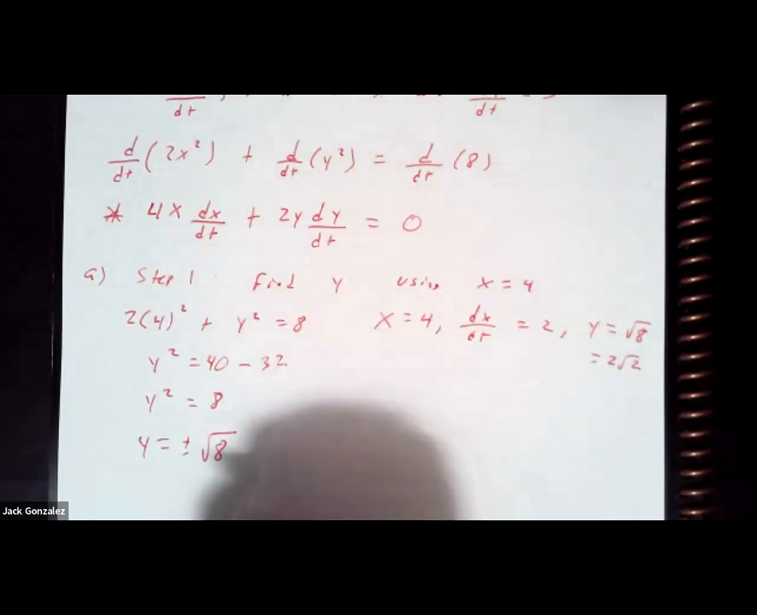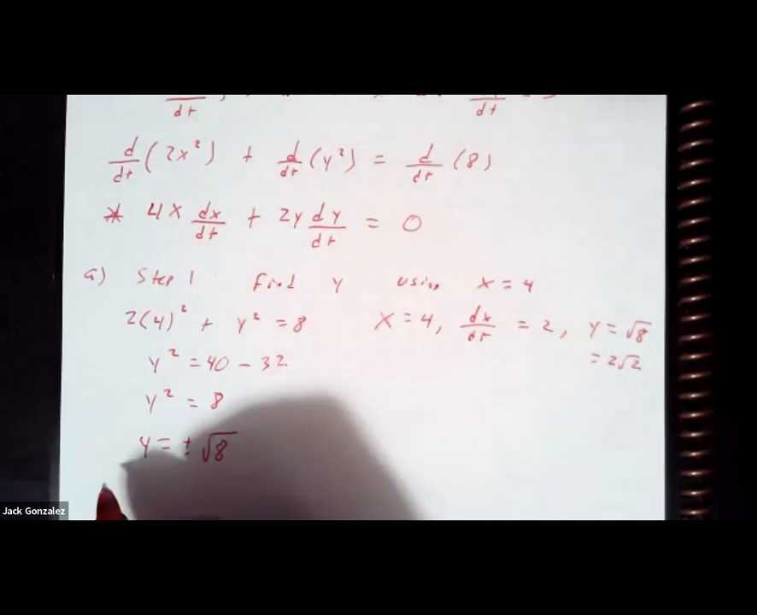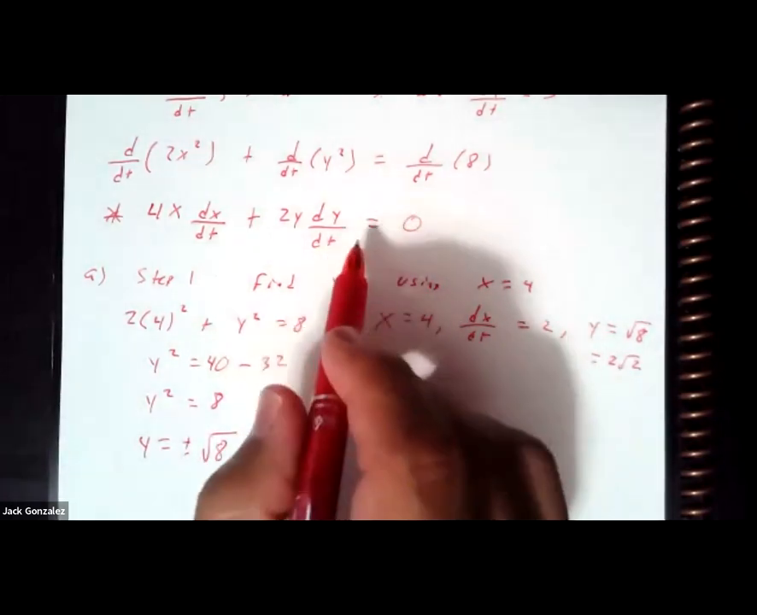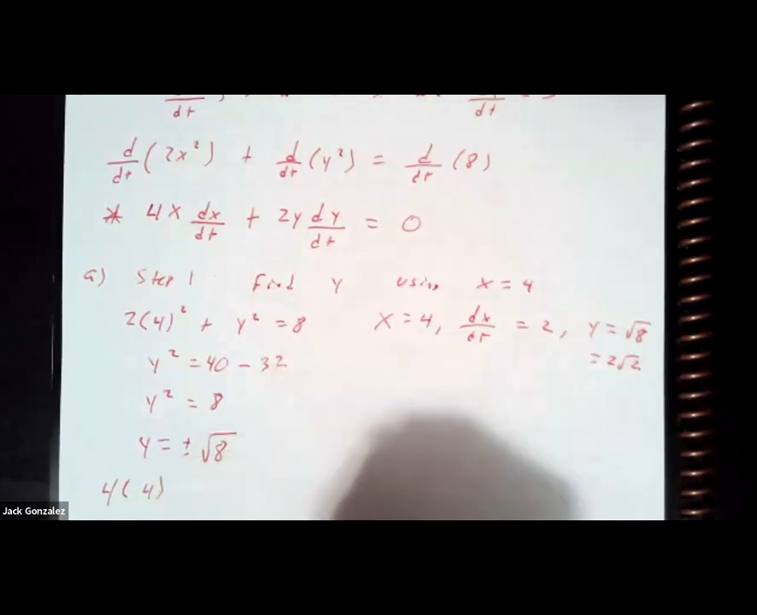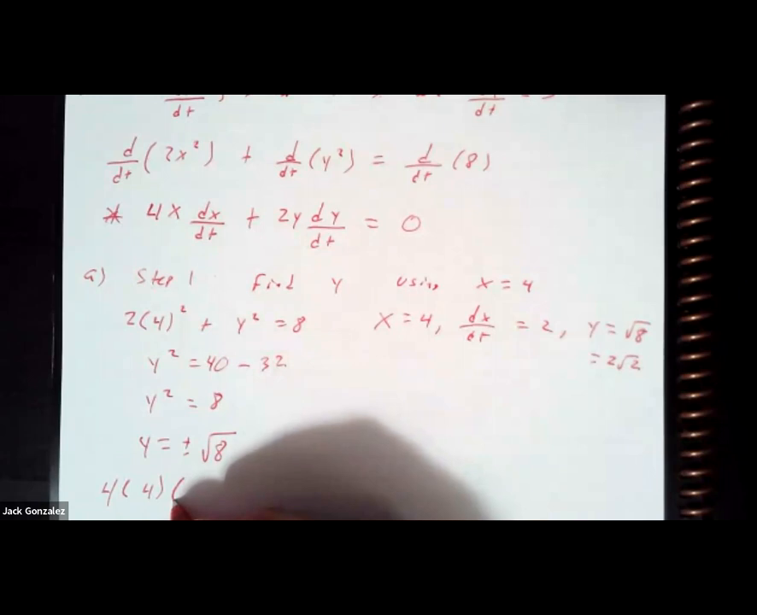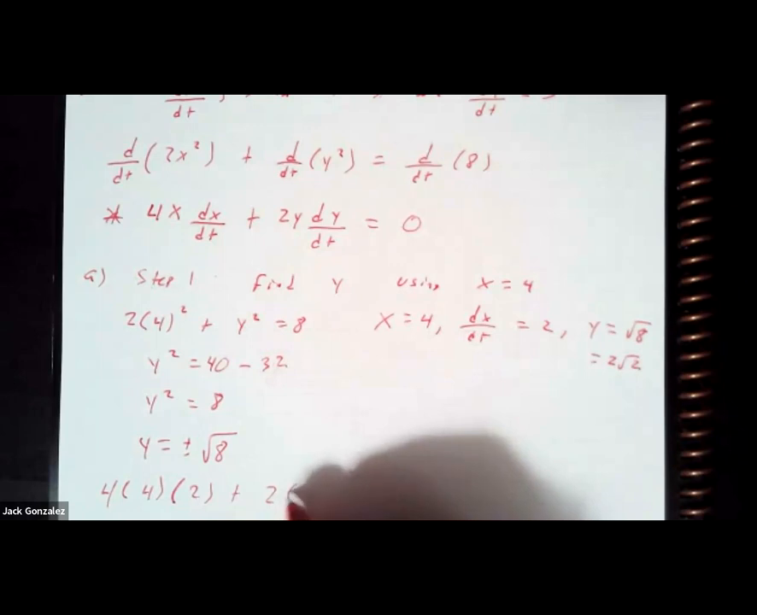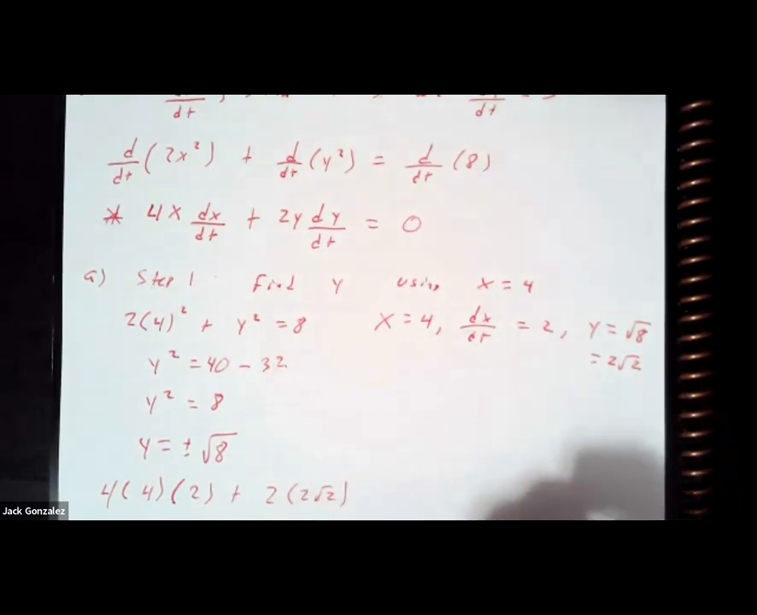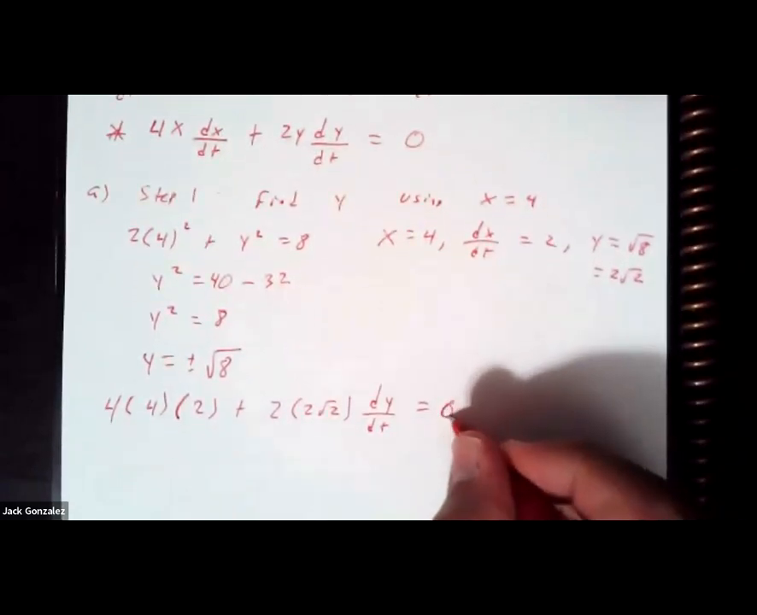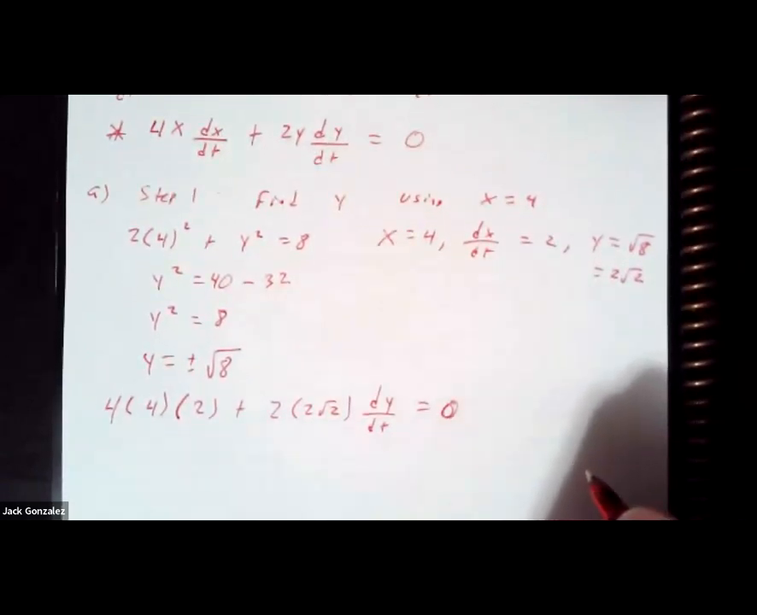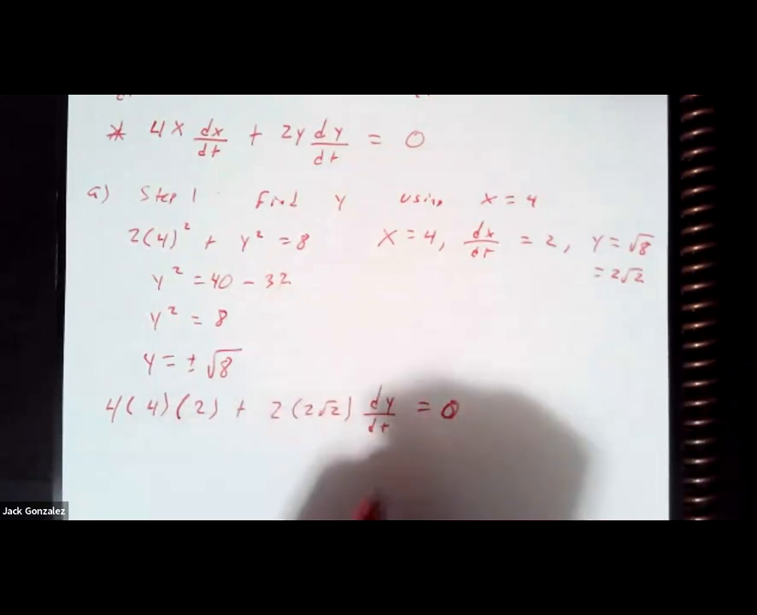Okay. So part A, use the derivative of the starred one. So plug in everything. 4 times 4 times dx/dt, which is 2, plus 2 times 2 root 2 times dy/dt, which is what we're finding, equal to 0. So solve for dy/dt.